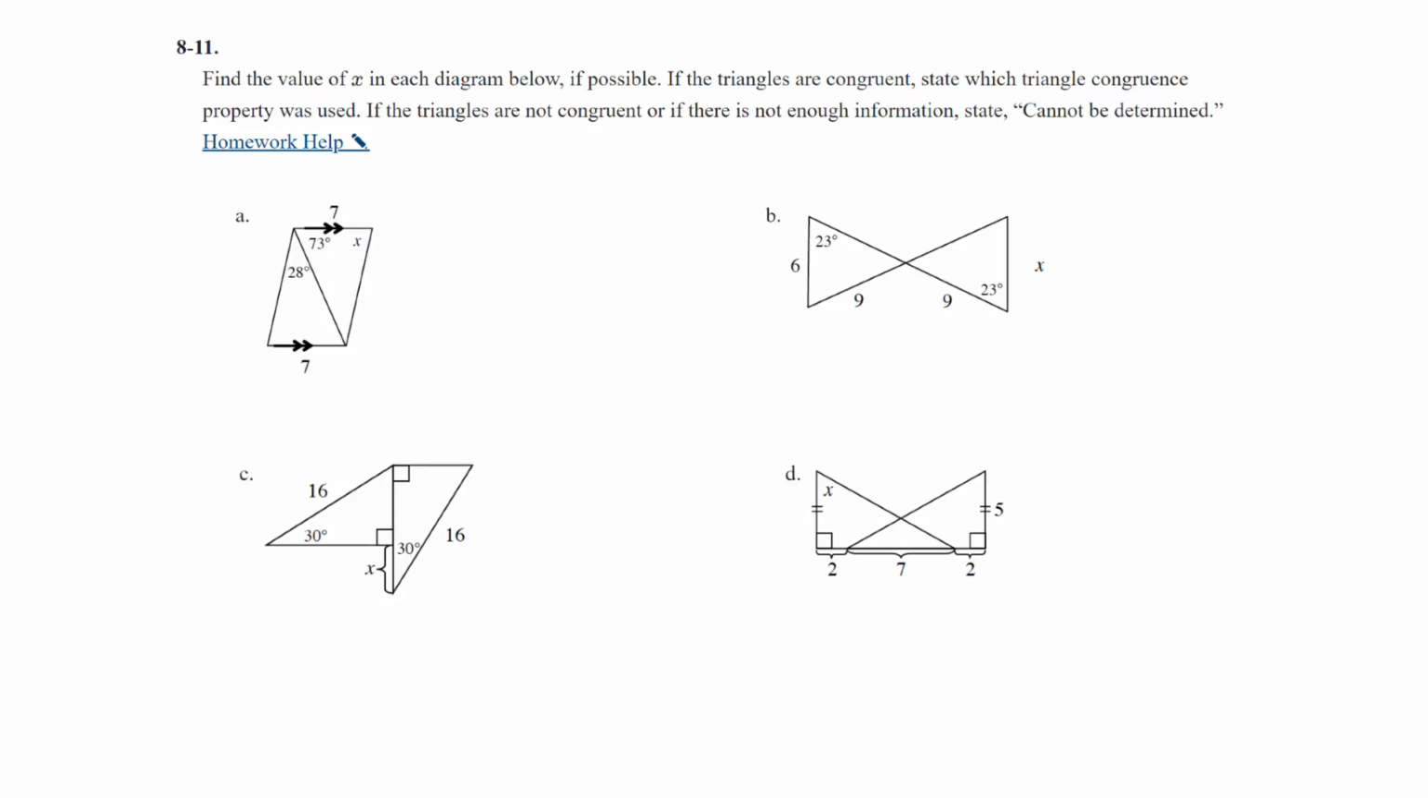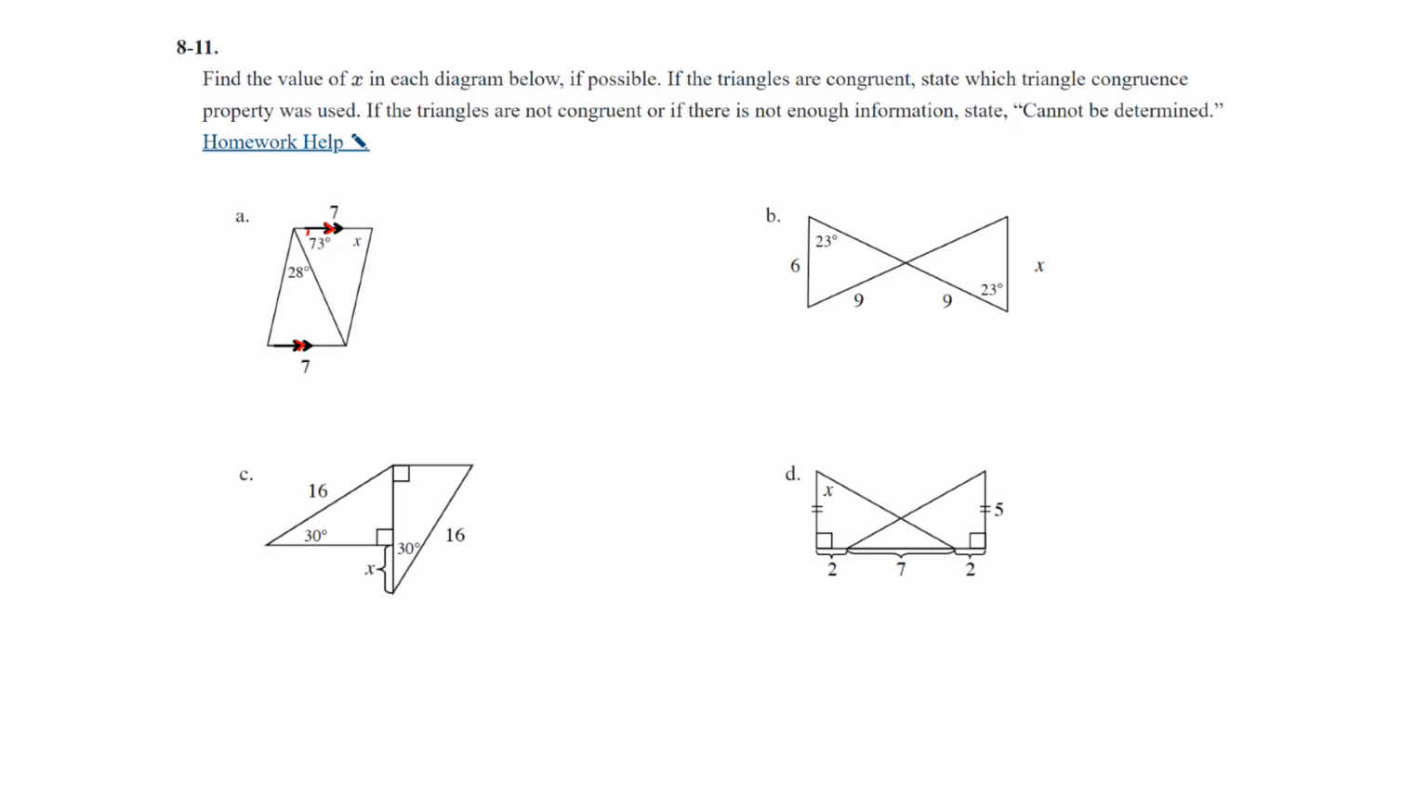Question 11. Find the value of x in each of the diagrams below. If possible, if the triangles are congruent, state which triangle congruency property was used. If the triangles are not congruent, or if there is not enough information, state cannot be determined. So in part A, we're looking for the value of x. We do know that the two lines here and here are parallel by the markings.